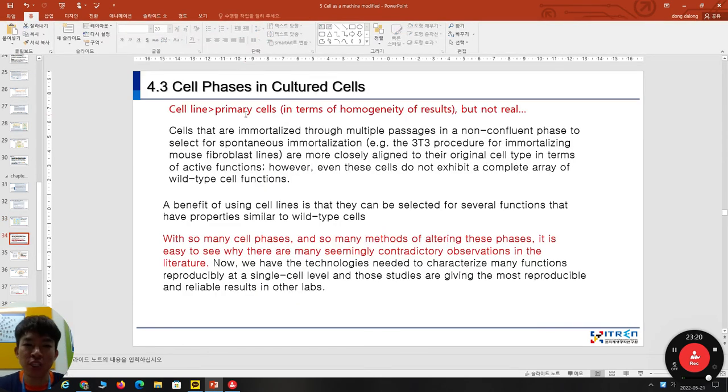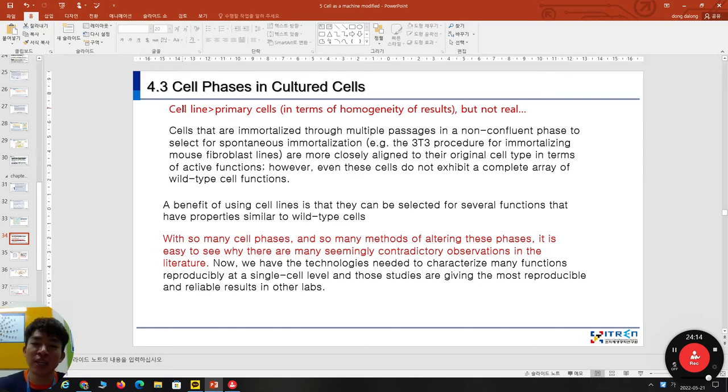And cell phase in cultured cells. Actually, when you look at other mechanobiology papers, they always use a cell line, like NIH mouse fibroblast, or certain HeLa cells, something like that. And then, why do people use a lot of cell lines, not primary cells? Primary cells more closely mimic the natural environment, because they are derived from the human patient, right before they are derived. But in terms of homogeneity of the result, primary cells are very poor. Primary cells have very different cell phenotypes, and they do not behave homogeneously. So when they use a cell line, you can see a clearer, one-directional result.